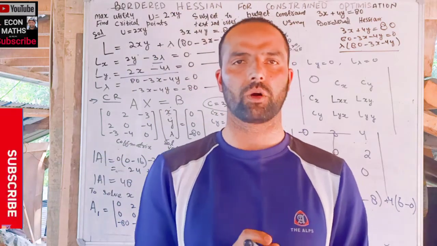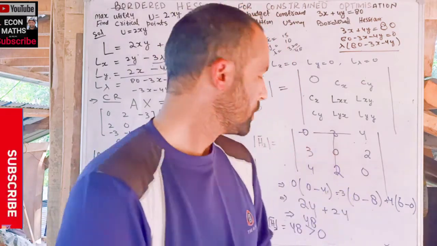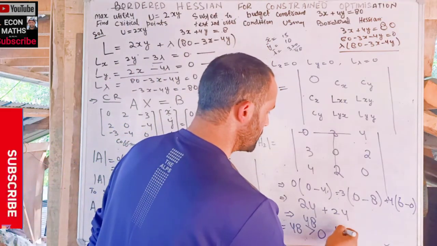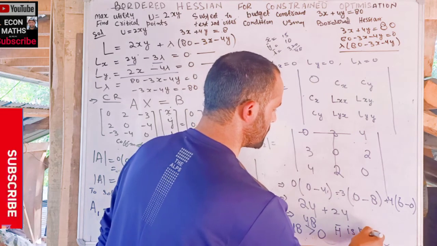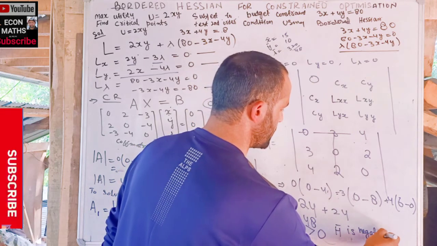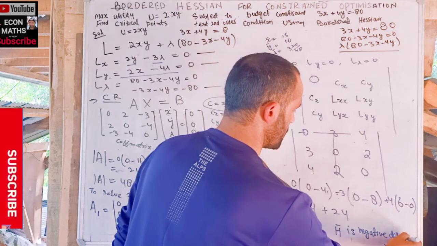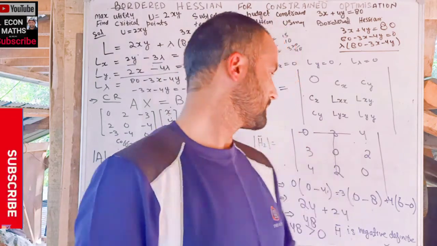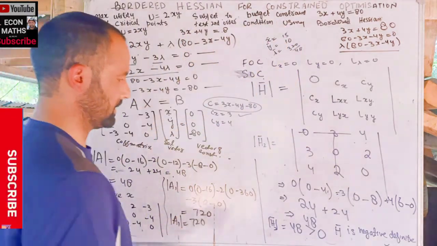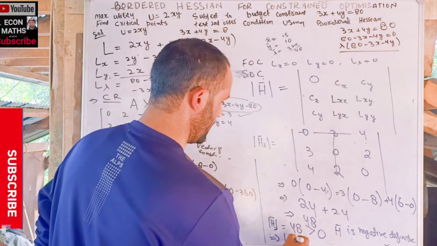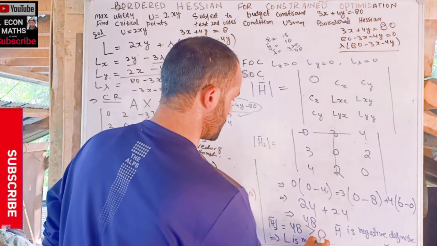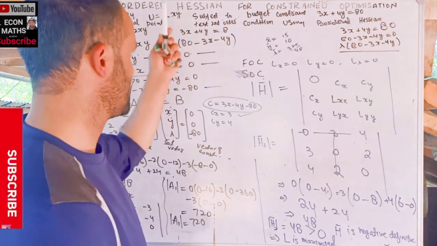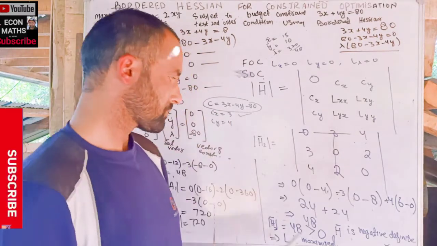When the second bordered principal minor is greater than 0, we say this H is negative definite. When it is negative definite, that means this L is maximized. So it was actually a long video, so I repeat here.